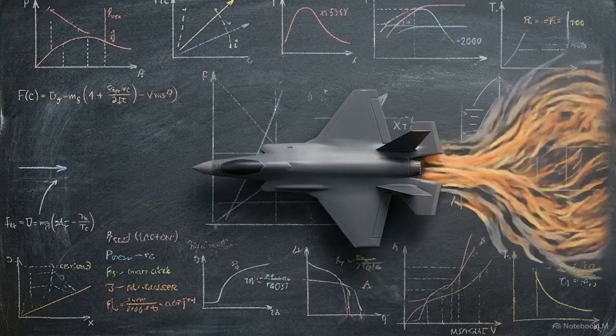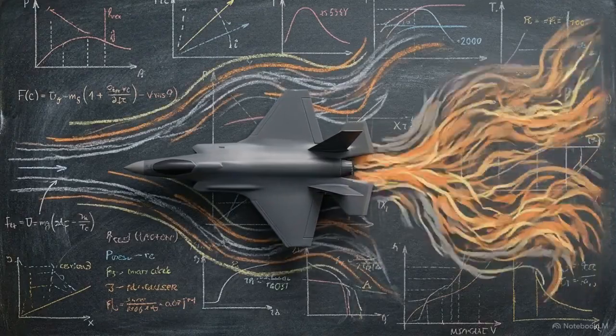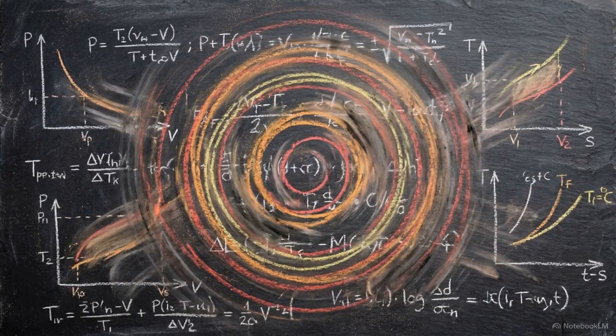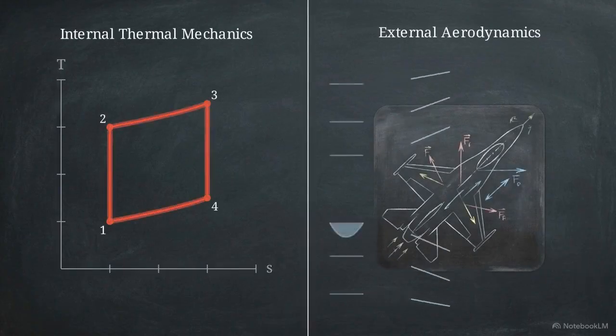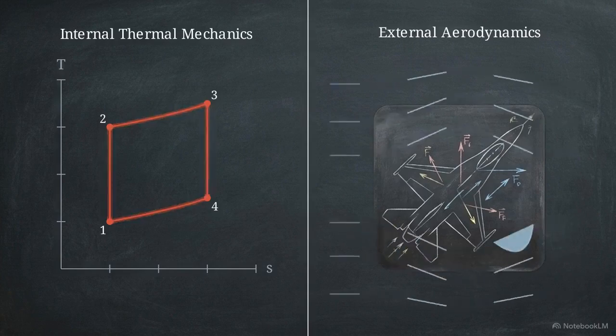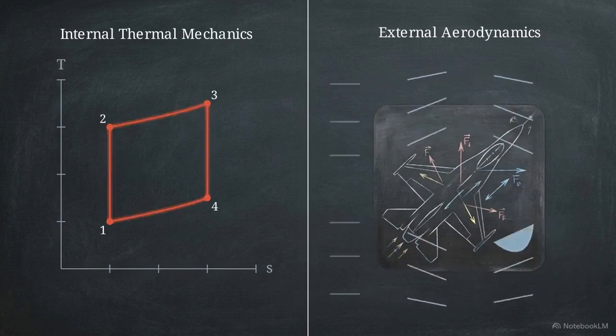This introduces a strict engineering penalty. If your exhaust velocity is too high compared to your aircraft's speed, you leave massive kinetic energy wasted in the air behind the engine, plummeting your propulsive efficiency. Overall efficiency is the master equation. It proves that a successful aerospace engineer must perfectly match the internal thermal mechanics of the engine with the external aerodynamics of the mission profile.